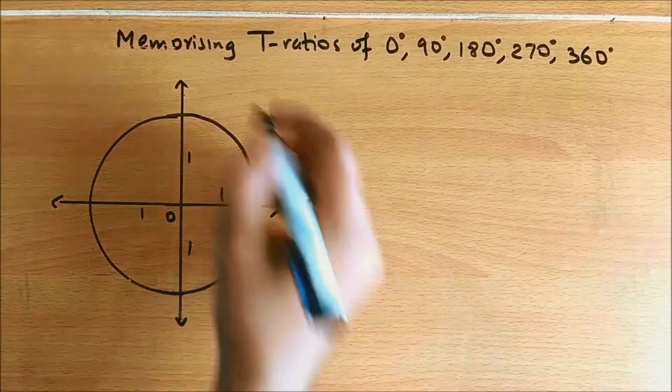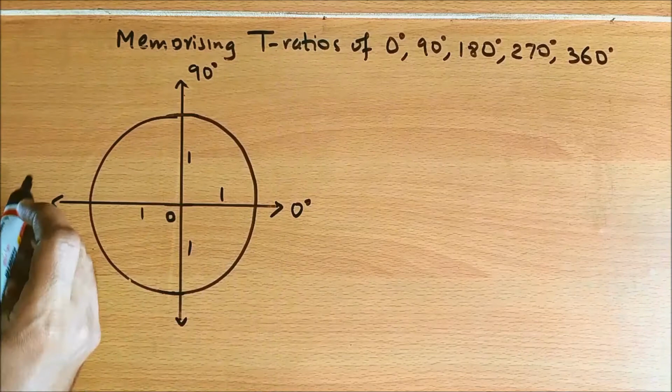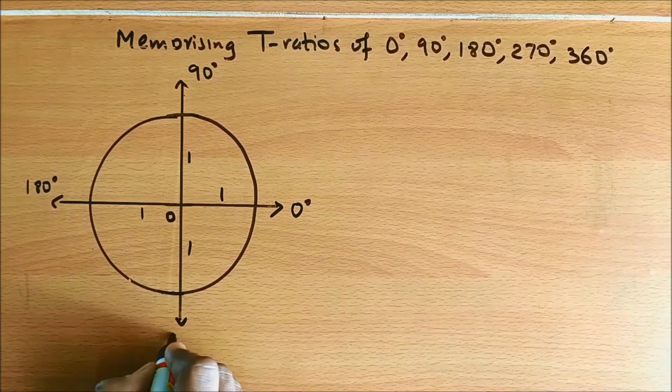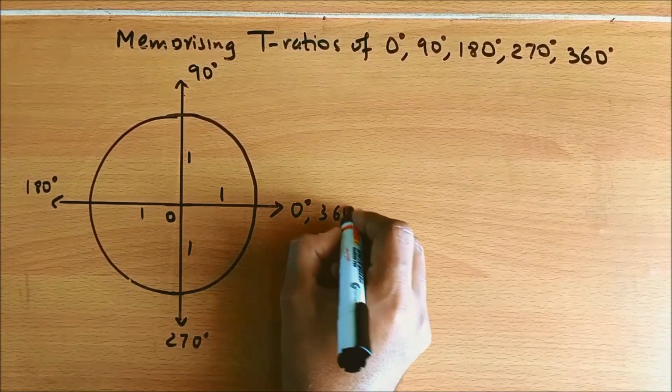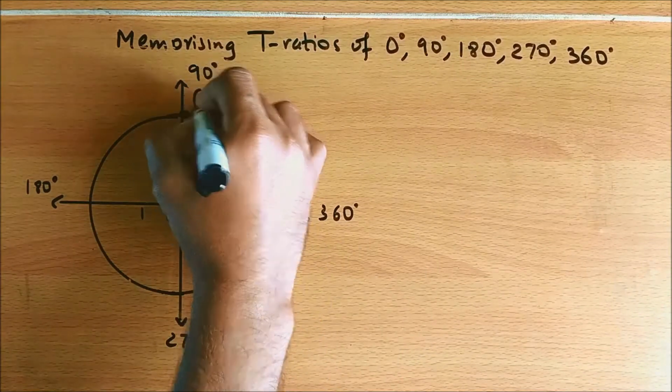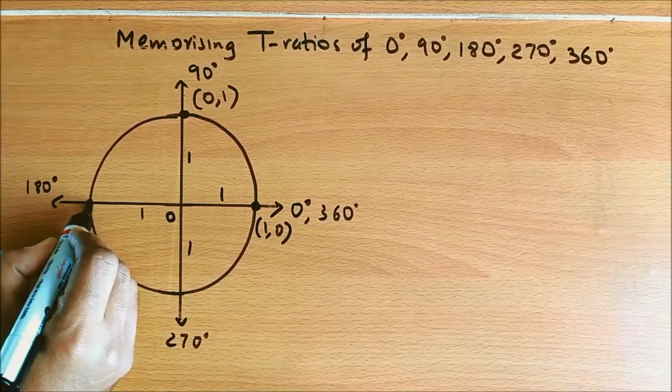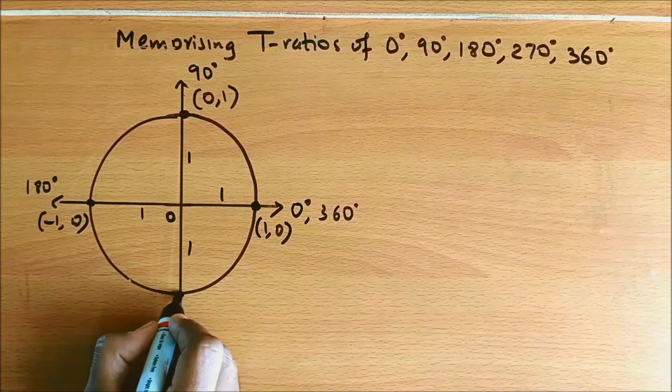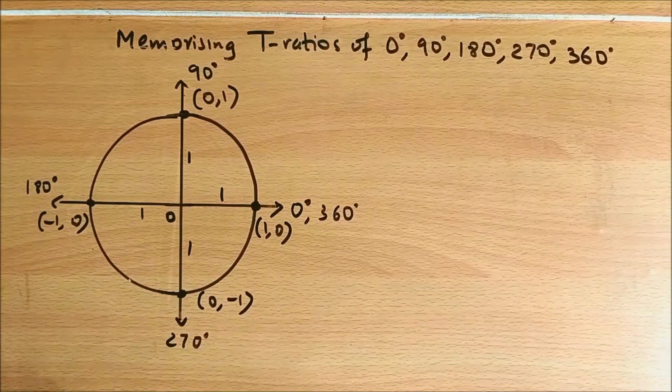Now let's define 0, 90, 180, 270, 360. Let's define the coordinates 1, 0. Here it would be 0, 1. Here negative x-axis, so minus 1, 0. And here 0, minus 1.